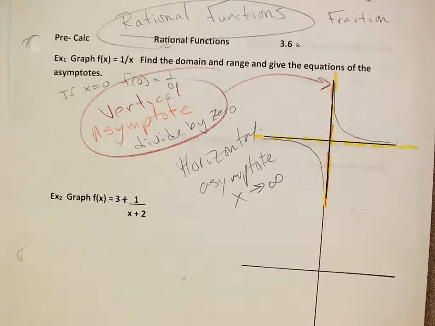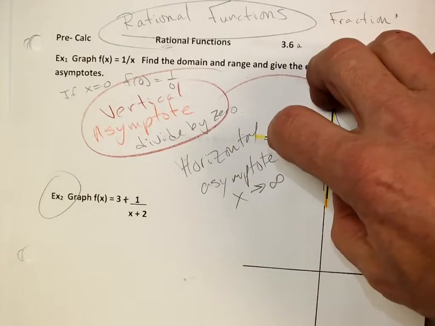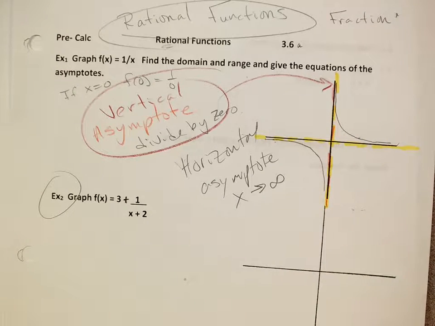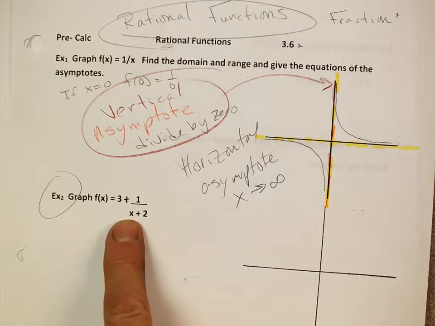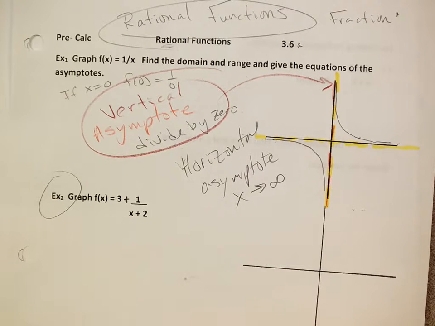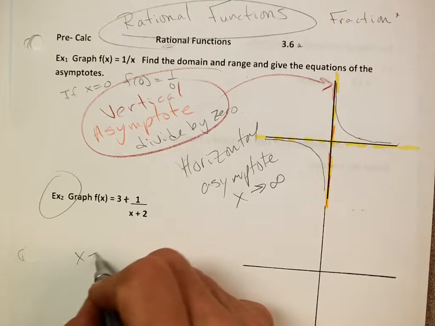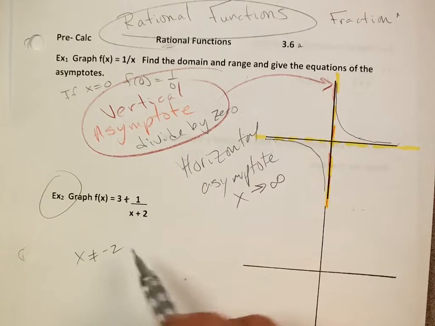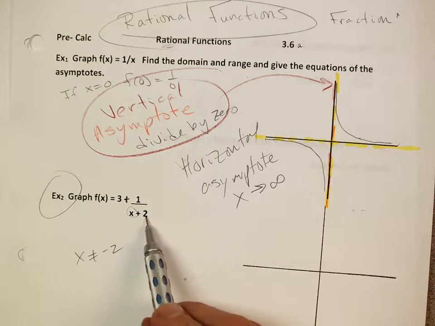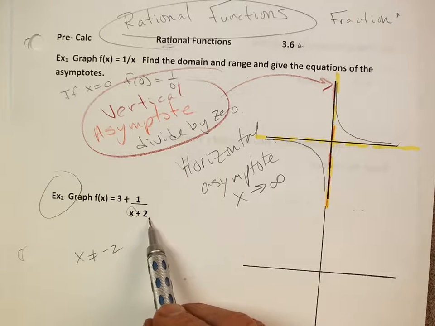Now, example 2 is this graph. This is my parent graph, okay? So we want to take this graph and we can actually move it around. But before we even do that, one thing I know for sure is x cannot equal -2. If x were -2, we'd have -2 plus 2 is 0. 1 divided by 0 would be a sad thing.